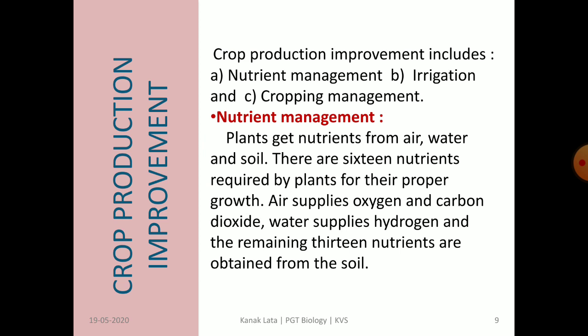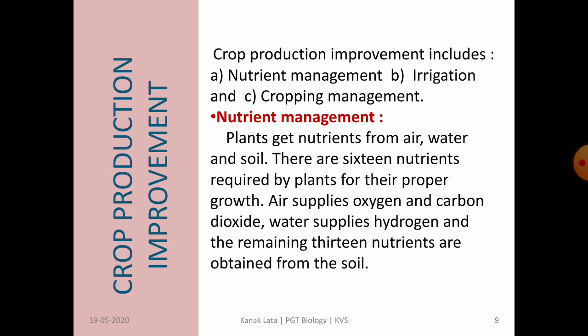Now next we will learn what crop production improvement includes. It includes nutrient management, irrigation and cropping management. Meaning thereby that when we improve the nutrient management, irrigation and cropping management, then we can increase the production of crop. We will learn all these one by one. So first is about nutrient management.